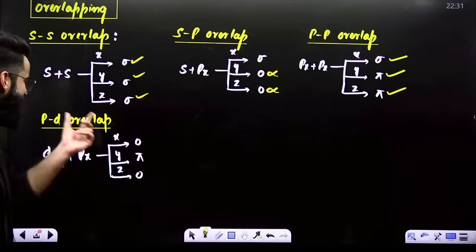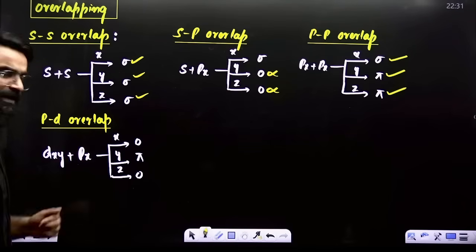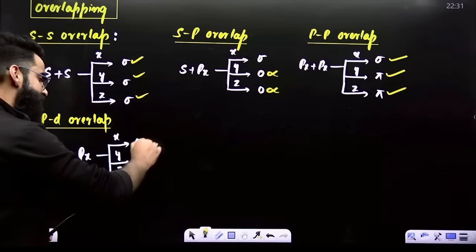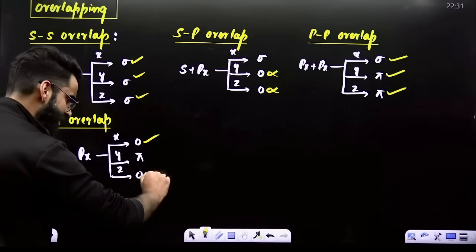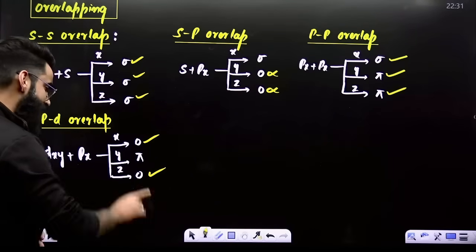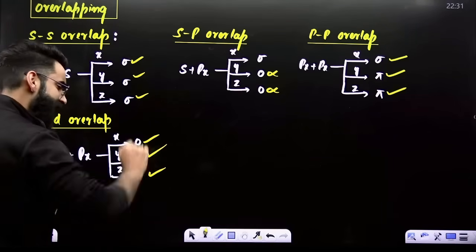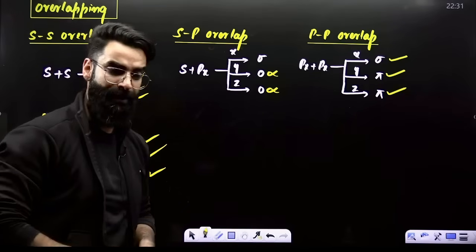Similarly, when it comes to your p-d overlapping, your dxy and px, keeping x as the internuclear axis, 0 overlapping. Keeping z as the internuclear axis, 0 overlapping. Keeping y as the internuclear axis, it is going to lead to the formation of pi bond.